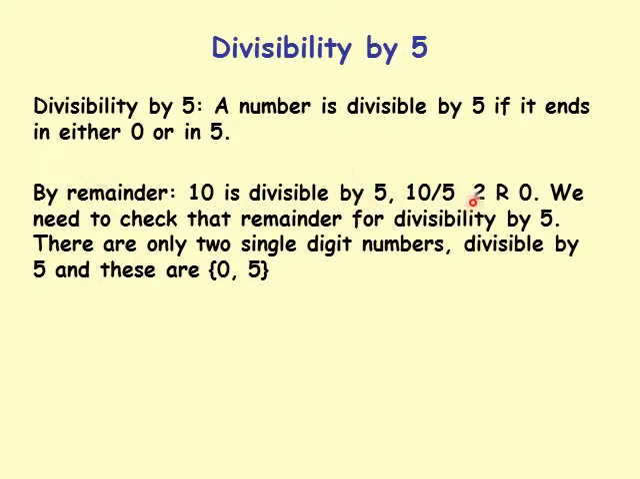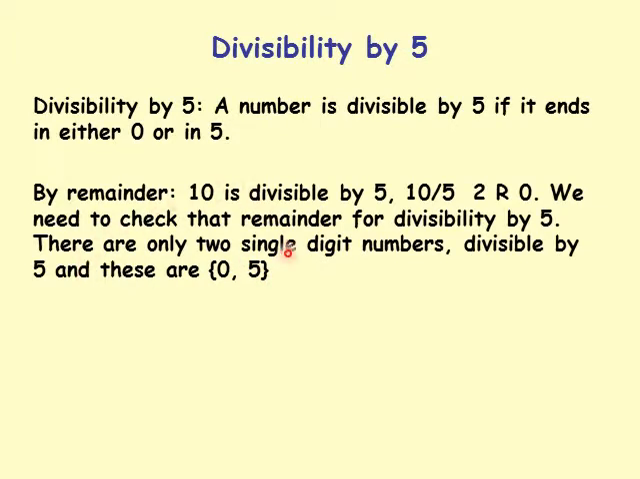That means we would try to take away as many 10s as we can, as fast as we can, from the number. What's left over is a remainder. It's the same thing as dividing a number by 10, discarding the quotient and keeping the remainder. We need to check that remainder for divisibility by 5. There are only two single digit numbers divisible by 5, and those are 0 and 5. As soon as I can decide that the number is divisible, I don't need to take away any more.